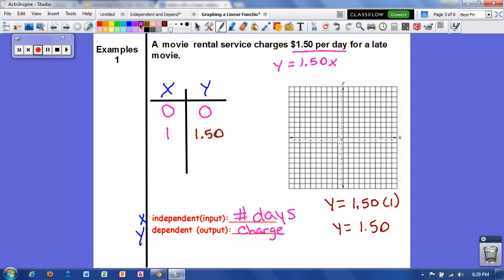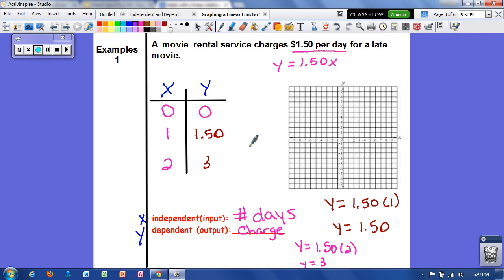Now what if it was 2 days late? Then we are going to take y equals 1.50x and we're going to plug in the number 2. $1.50 times 2 would be 3, so y would equal 3. Alright, I am going to stick with these 3 points right here.